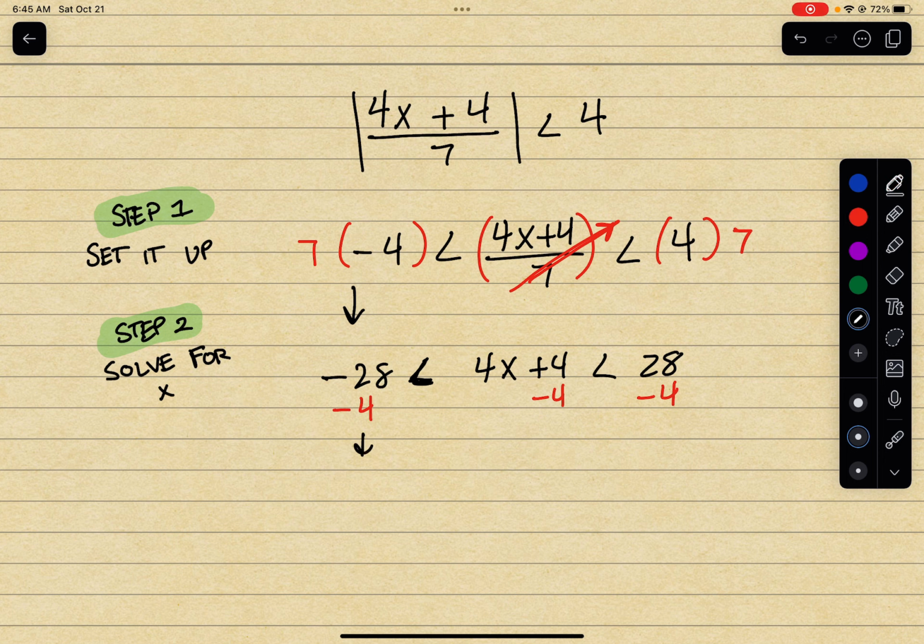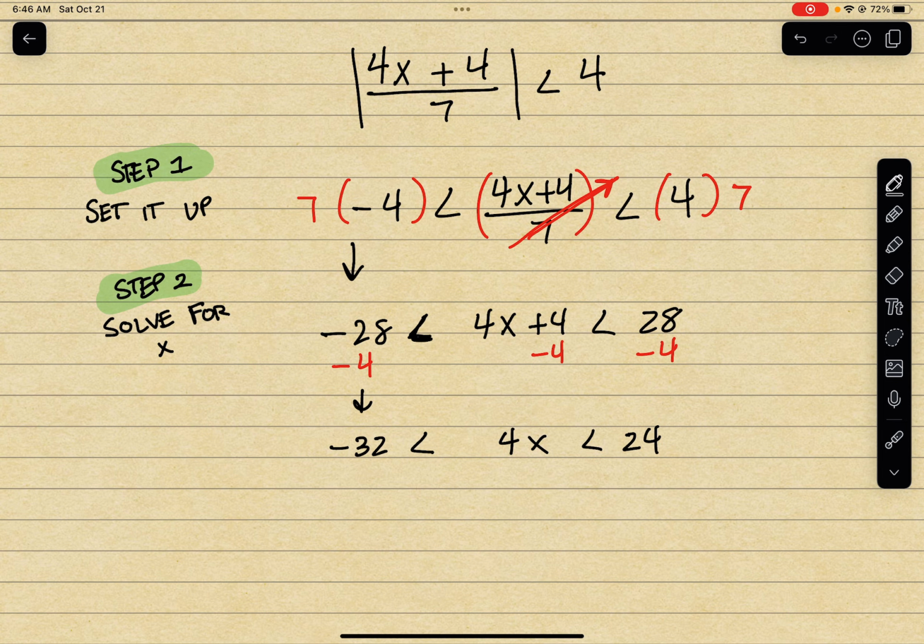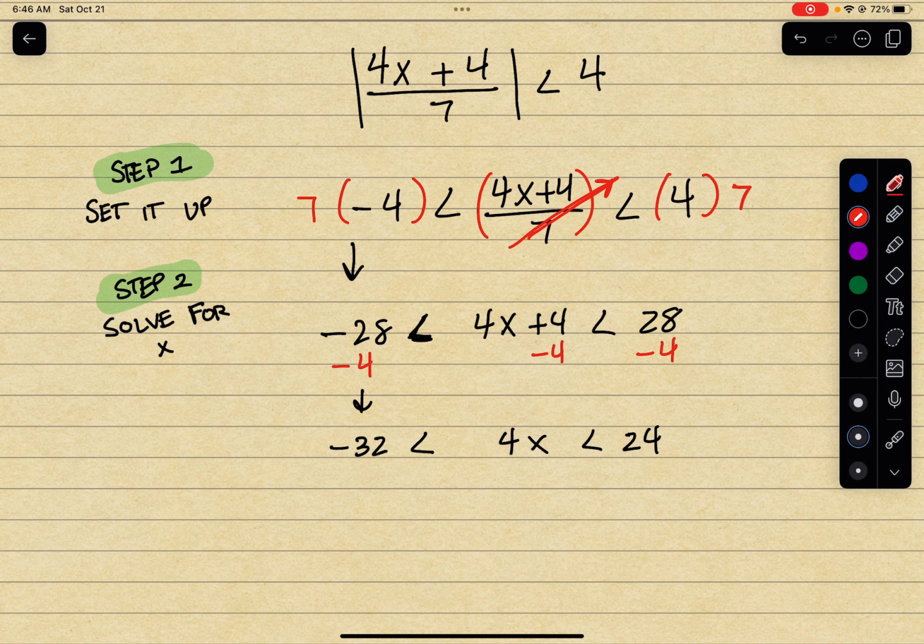So what do we got left here? Negative 28 minus 4 is a negative 32. Keep this symbol. So we have 4x. And 28 minus 4 is going to be 24. So then what's happening here? We know this is 4x, but in mathematical terms, this is actually 4 times x. And if it's times x, we know the opposite of times is to divide. So I'm going to divide by 4 here, divide by 4 here, divide by 4 here.